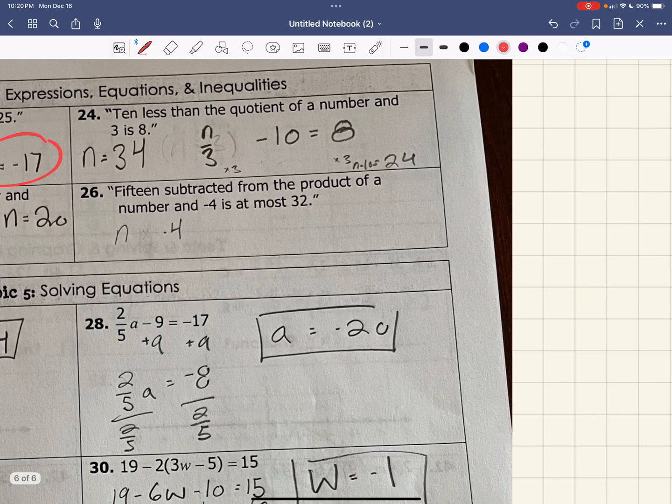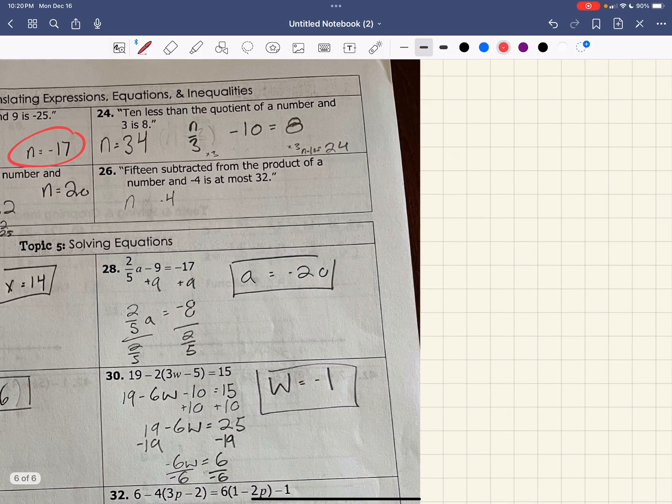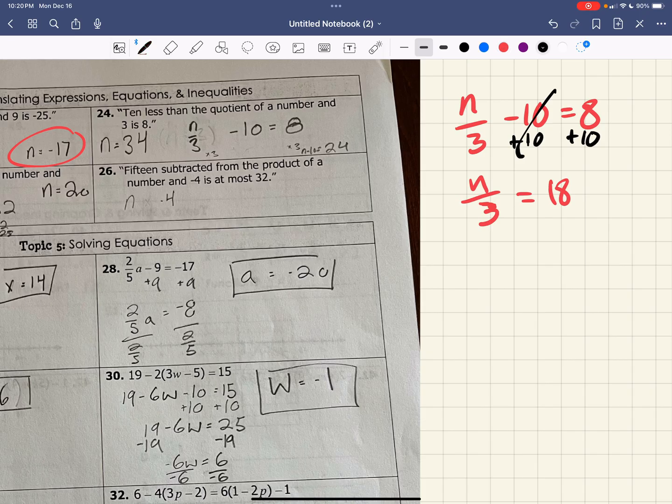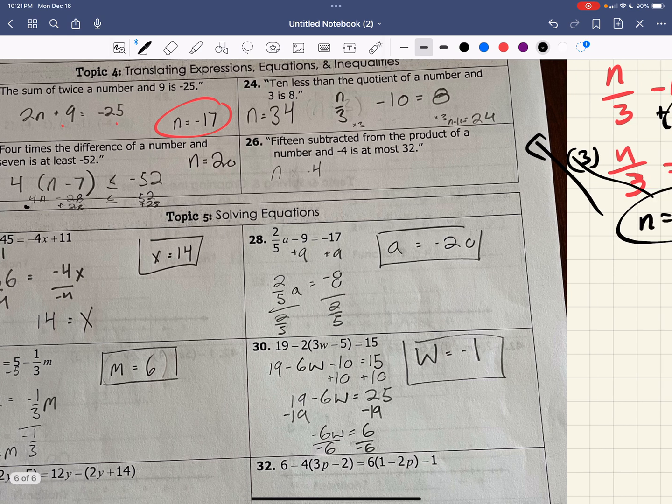With number 24, you got to be careful with this. So you went ahead and multiplied by 3, and it's just an order of operations mistake. But if you have n over 3 minus 10 equals 8, you have to take care of this 10 first, okay? So then you end up with n over 3 equals 18. Then you're right. If you see divide by 3, to get rid of it, you're going to multiply by 3. 18 times 3 ends up being 24 and 30, so it's 54. So your answer for this one should have been 54, okay, for number 24.